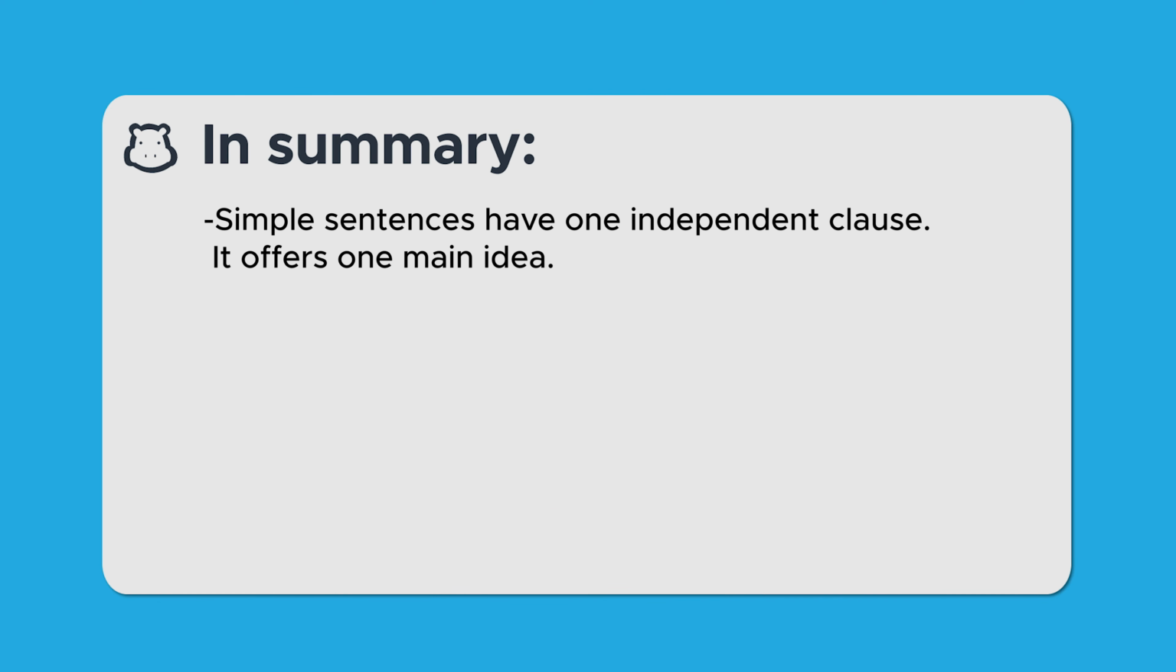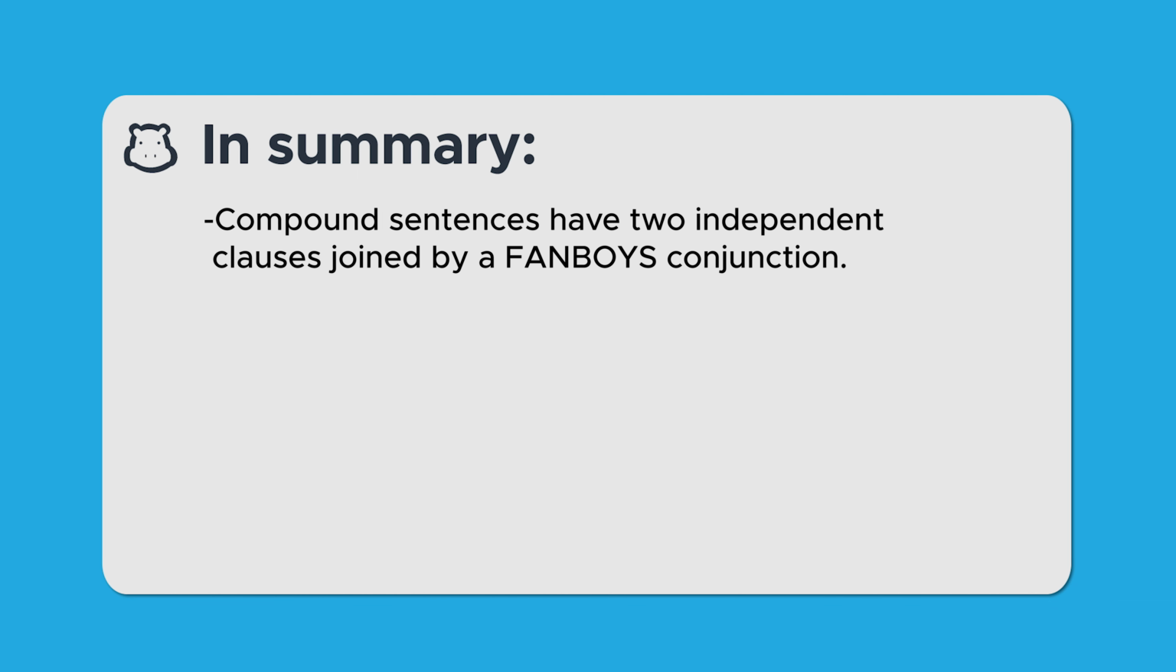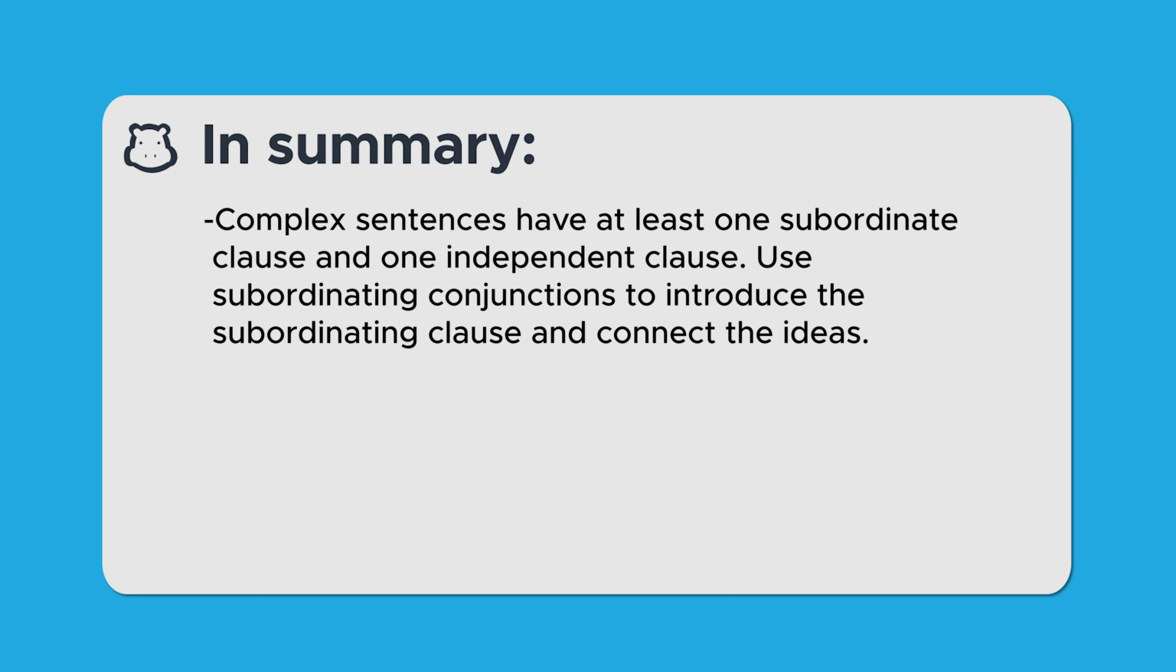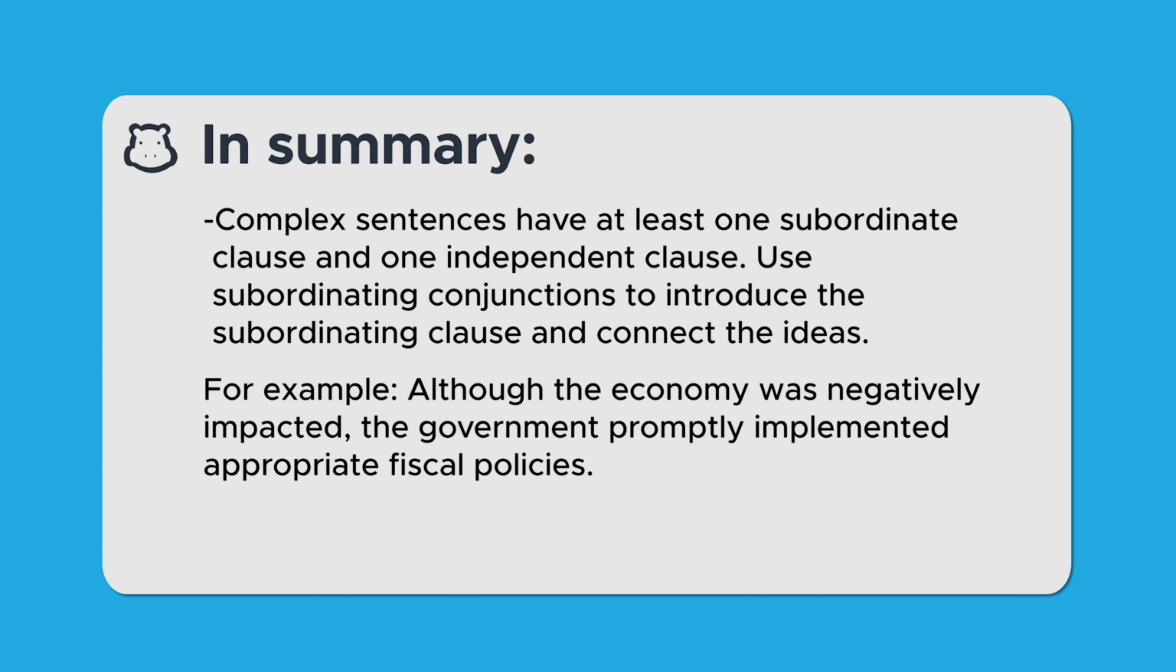In summary, simple sentences have one independent clause. It offers one main idea. For example, gas prices are rising. Compound sentences have two independent clauses, joined by a FANBOYS conjunction. For example, we're in an economic slump and prices are still rising. Complex sentences have at least one subordinate clause and one independent clause. Use subordinating conjunctions to introduce the subordinating clause and connect the ideas. For example, although the economy was negatively impacted, the government promptly implemented appropriate fiscal policies.